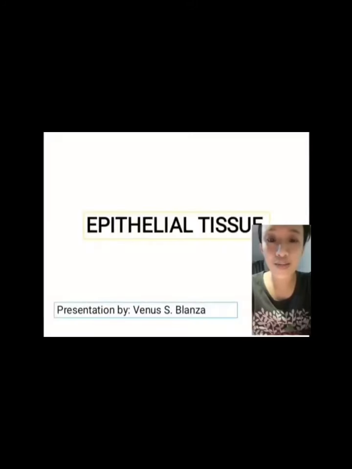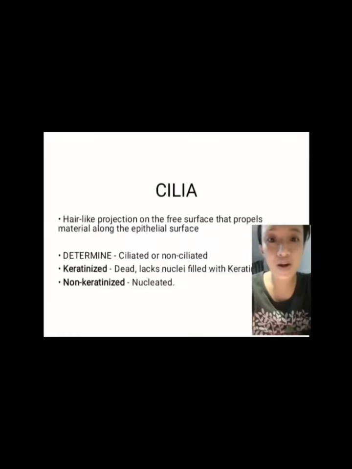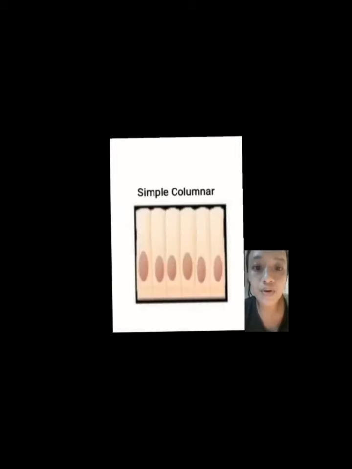Good day everyone. What we will discuss today is all about cilia. Cilia are hair-like projections on the free surface that move materials along the epithelial surface. Determine if ciliated or non-ciliated. Keratinized cells lack nuclei and are filled with keratin. Non-keratinized cells are nucleated.